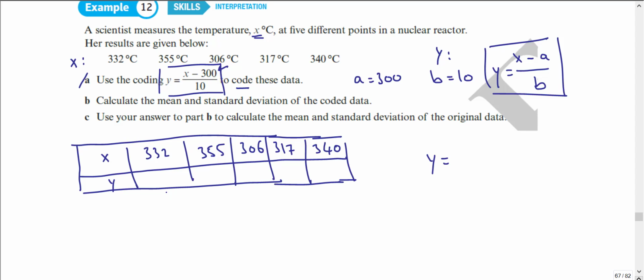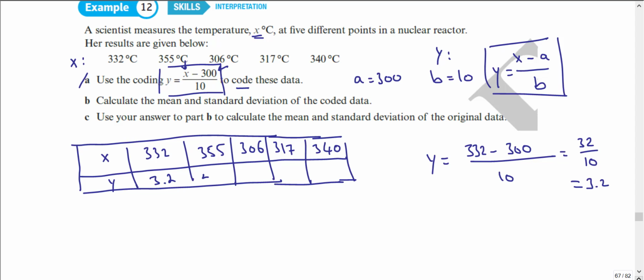Let me explain how to do one of them. To get y, we have x at 332, the first one. So you replace this x with 332 minus 300, divided by 10. So this is 32 divided by 10, the answer is 3.2. So this one will be 3.2. You get it?